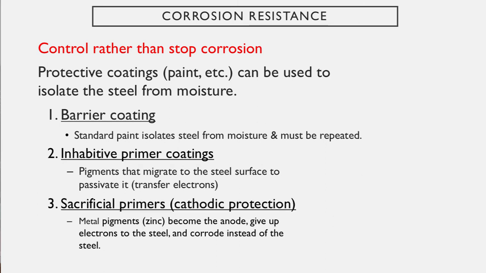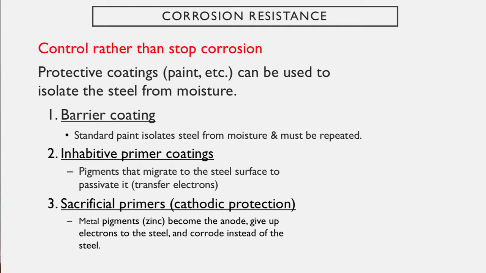We can take it to the next level, and these are called sacrificial primers. Zinc is one of these amazing sacrificial metals. It's a more active metal, so it will give up its electrons that are trying to move from iron over to oxygen. It will give them up before the steel has to, or it will give its electrons to steel. And so it will degrade first. So it's considered that sacrificial layer.